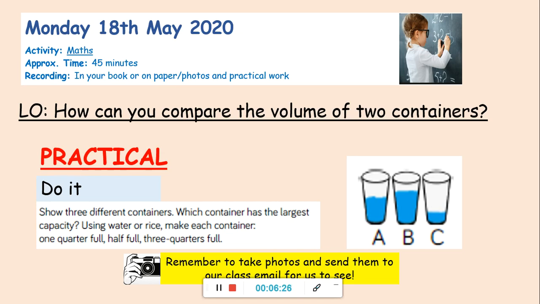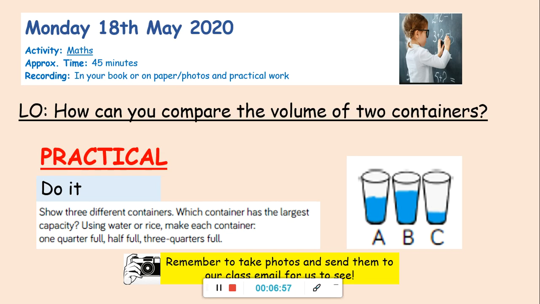Okay, so 2 different things. You've got to get your 3 containers and tell me which one's got the largest. Then, using water or rice, you're going to show me a full cup, half full, 1/4 full, and 3/4 full. Off you go now and explore. And I've put here, remember to take photos and send them to our class email for us to see. When we're back at school, it would be lovely to have some of these photographs printed and put up around the school to show all your excellent learning.